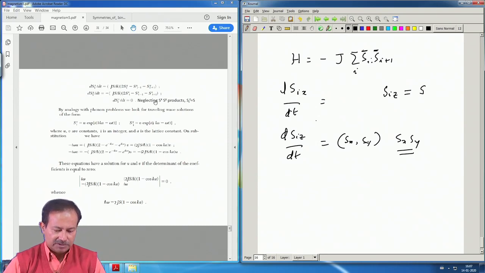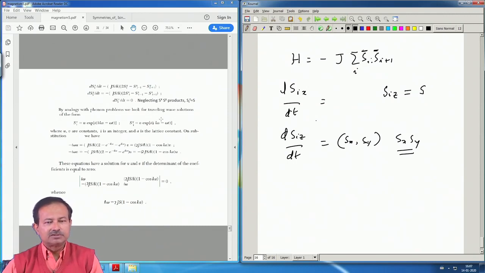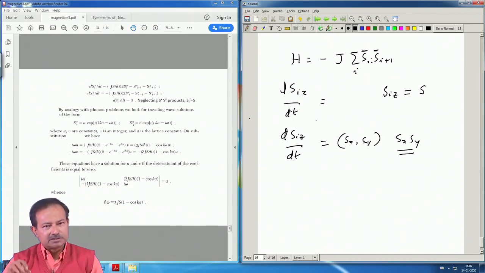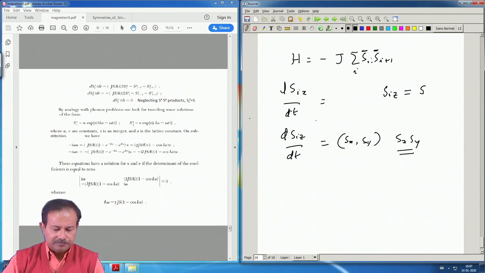Okay. So, that is what is written here, Sx Sy product are set to 0, and Sz is taken to be S. Then of course, you can draw analogy with the phonon problem, for example, which is a very similar problem, where each site is coupled to the two nearest neighbors on its sides for vibrations. Remember your coupled oscillator. So, one oscillates, the other one comes closer, and so on and so forth. So, this is a very similar problem.